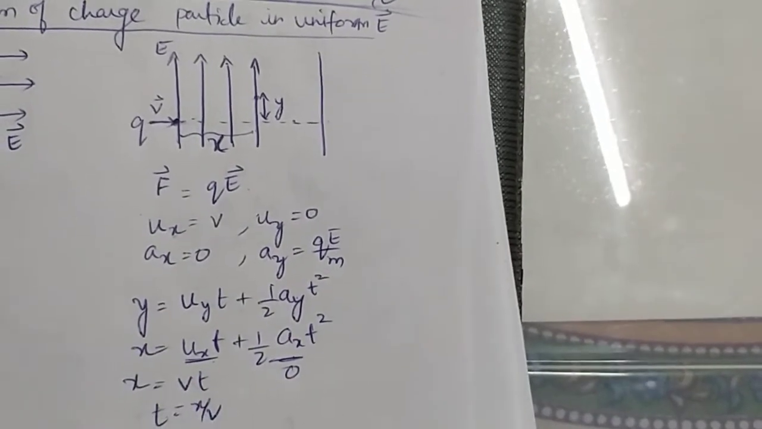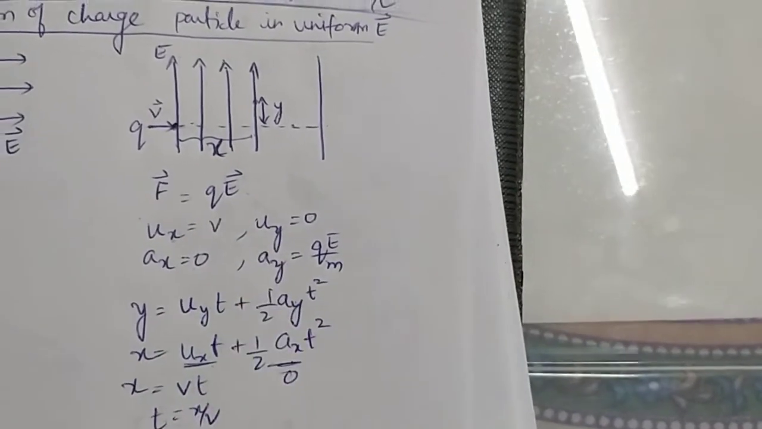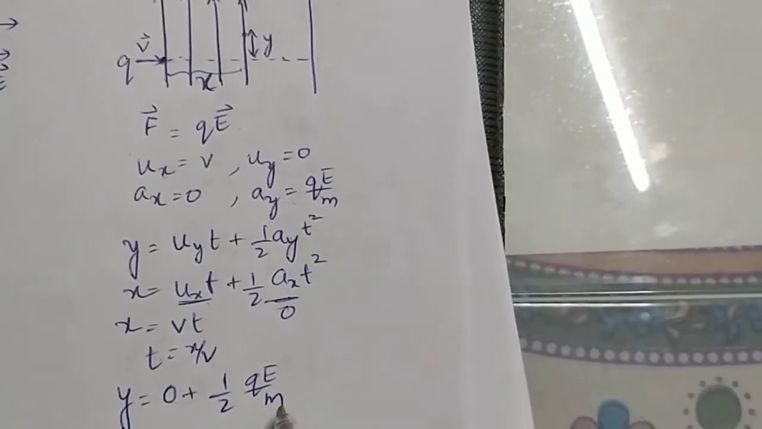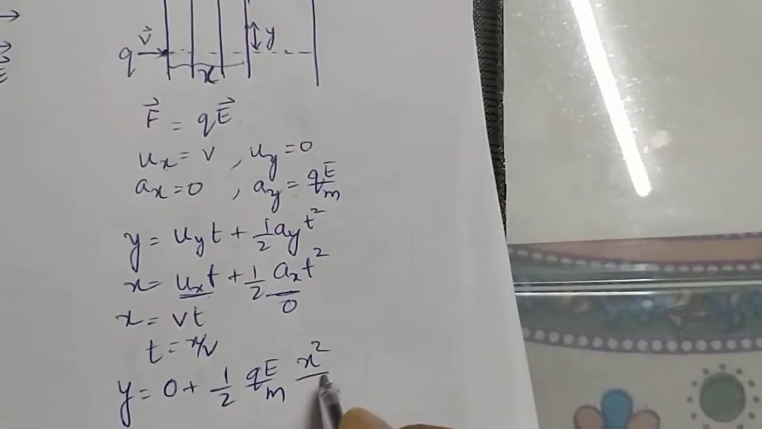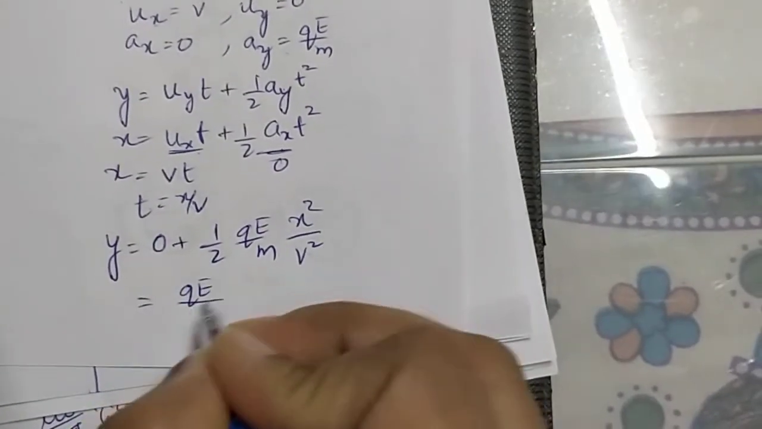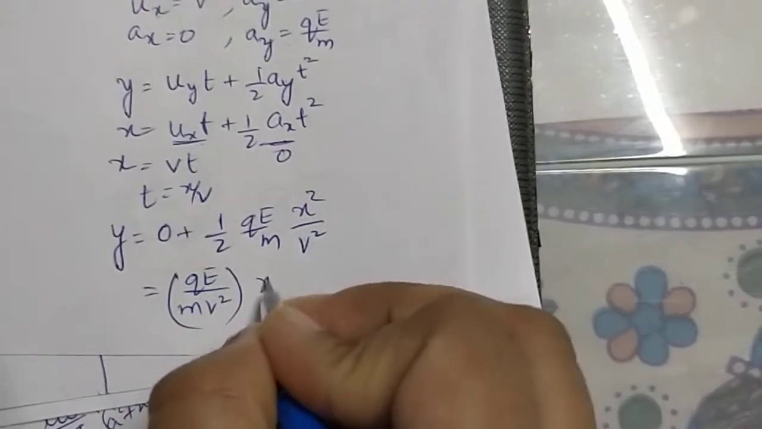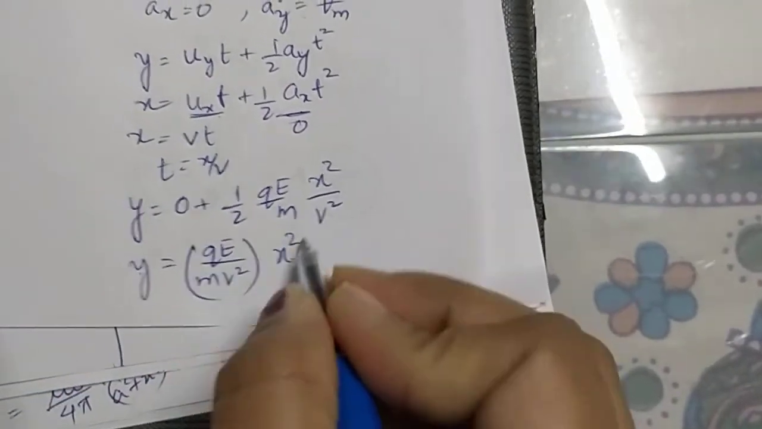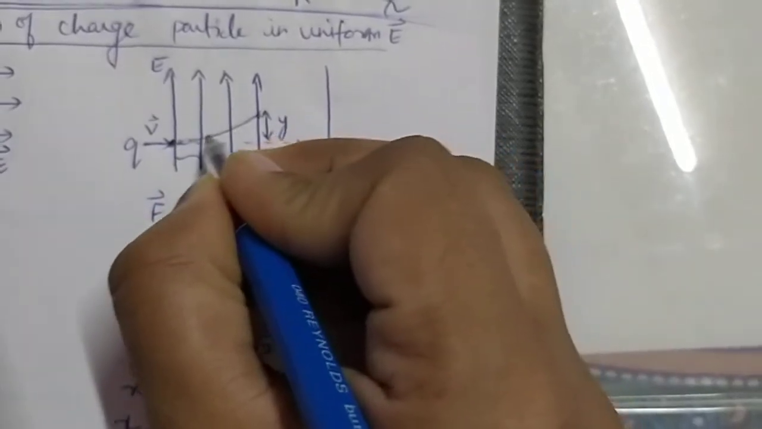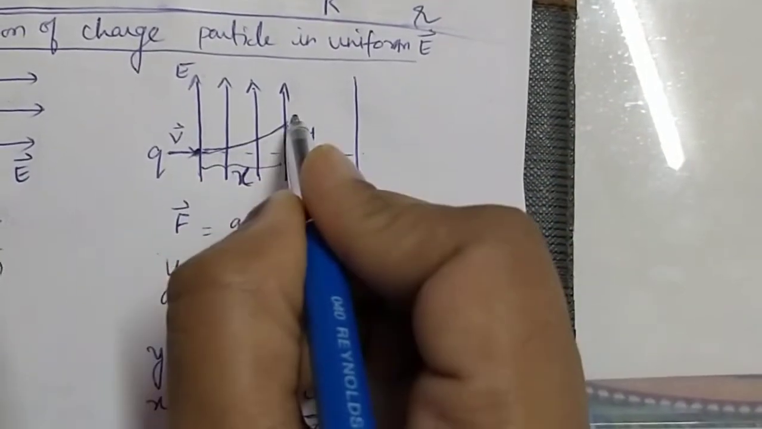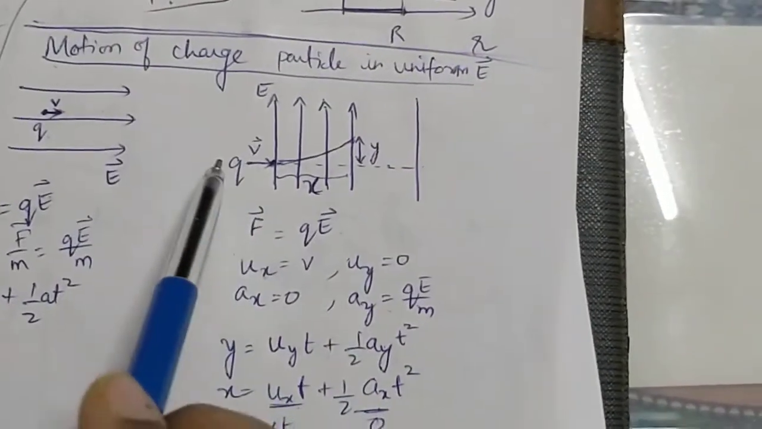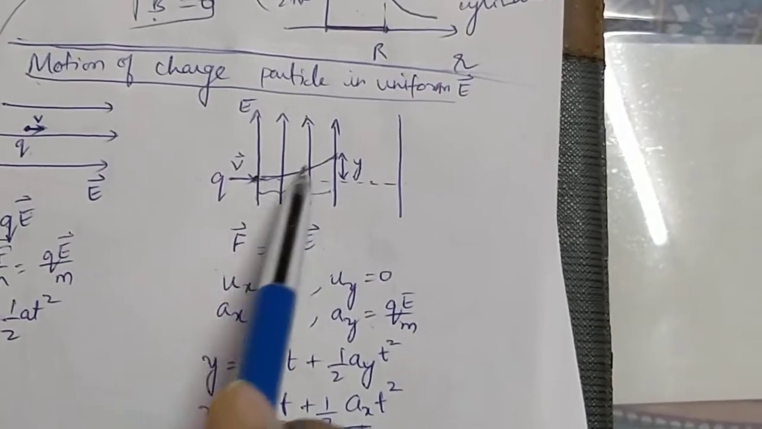So what you'll get: y is equal to uy, which is 0, plus half ay, which is QE by m, into t square, and t square will be x square by v square. Q is constant, E is constant, m is constant, v square is constant, the whole thing is constant, times x square. So y is proportional to x square. It's a quadratic equation, so it will be a parabolic path. It's not a straight line path. Instead of going straight, it follows a parabolic path, and this is the displacement. So whenever a particle is moving perpendicular to the electric field, it follows a parabolic path.